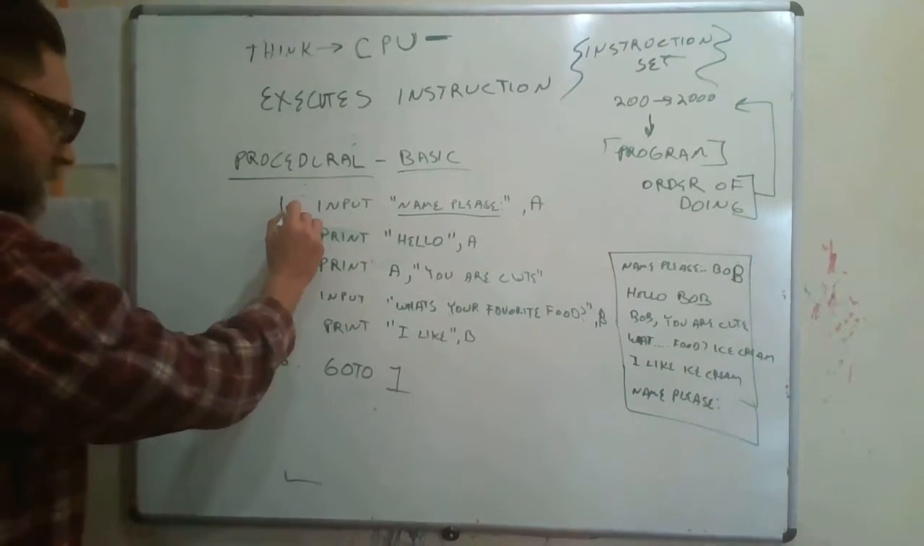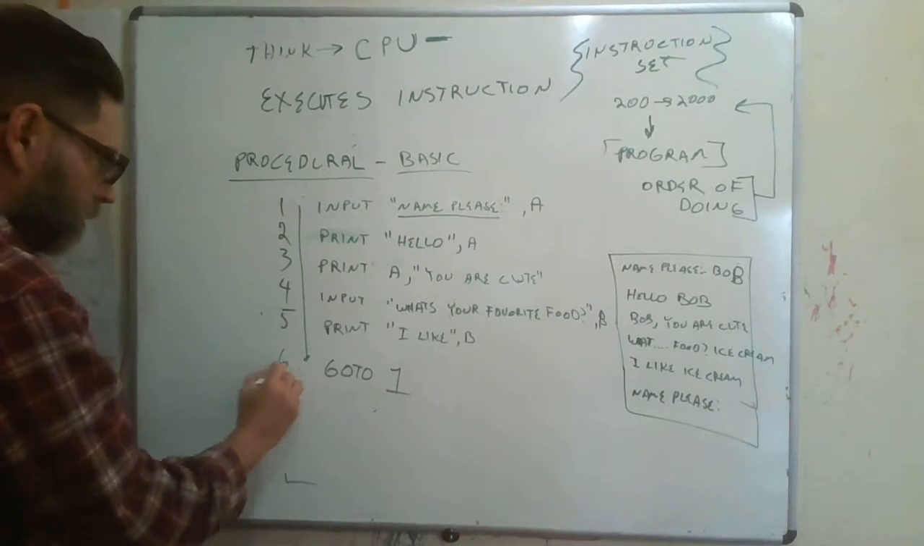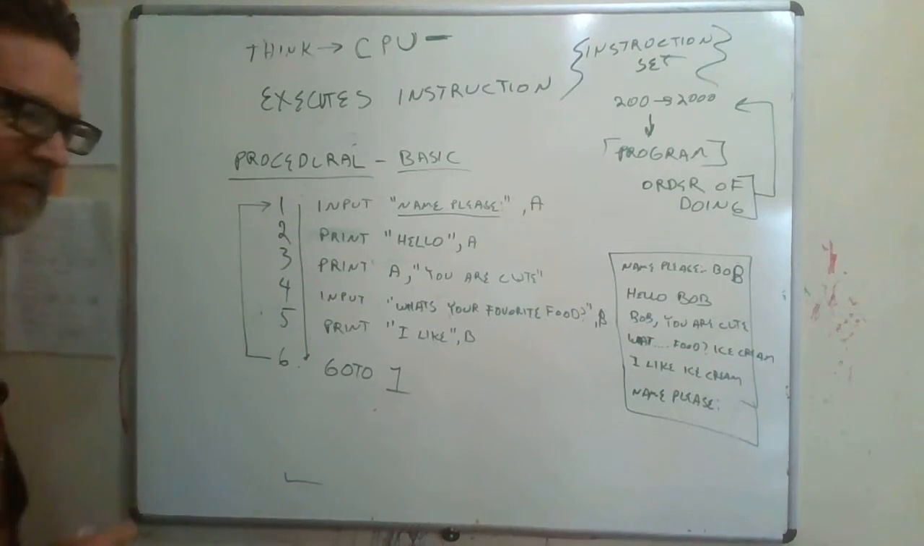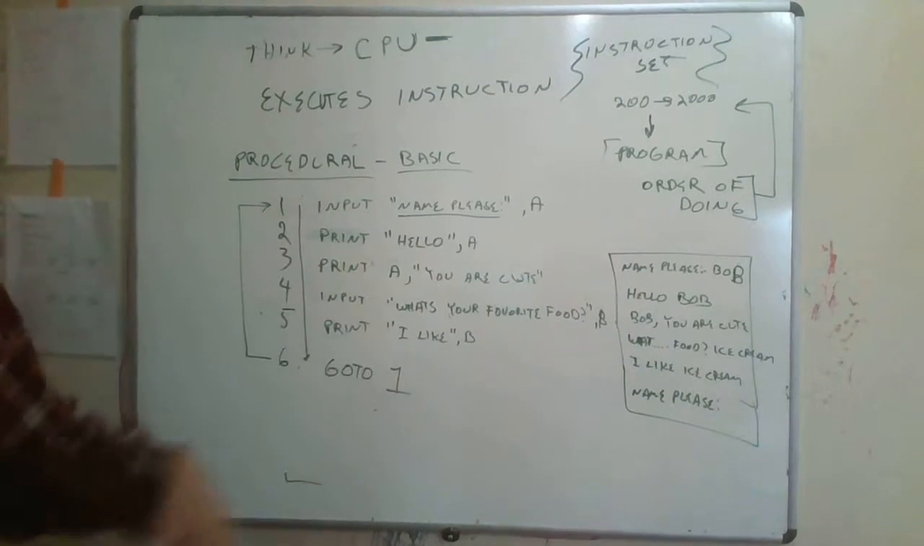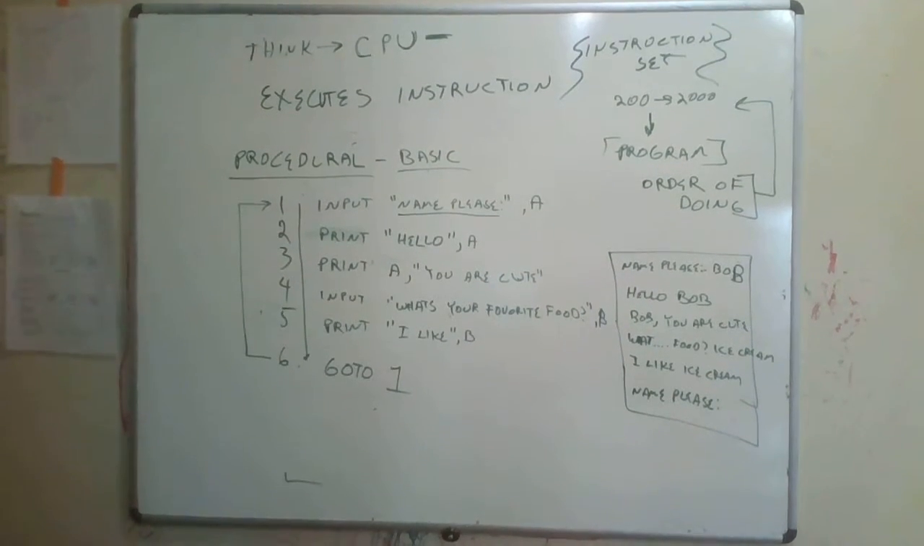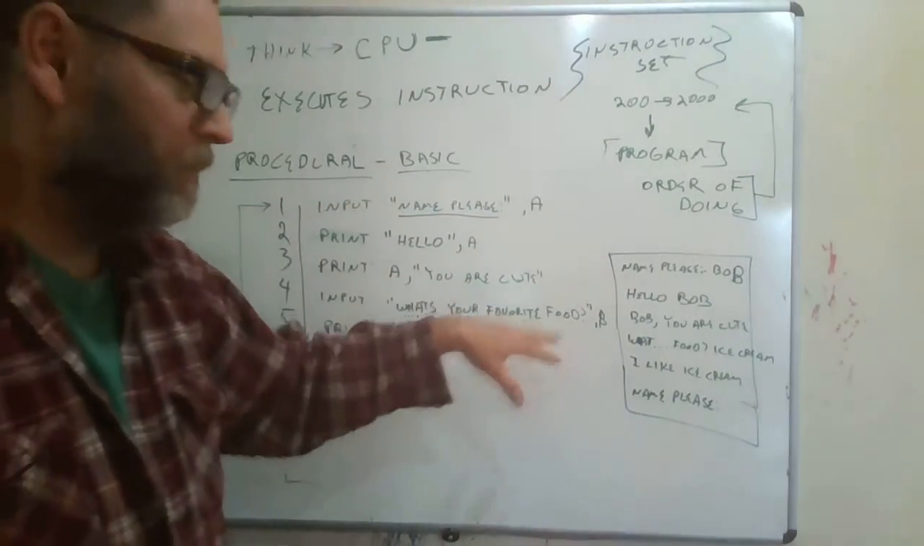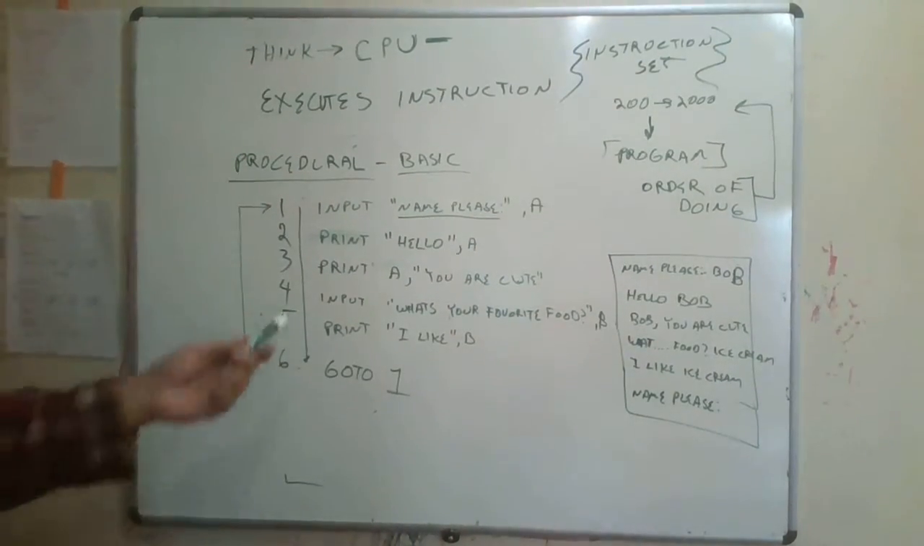Because every time it gets down to the bottom, it goes, oh, let's go back up here. And it runs forever. So it'll just keep asking. Name, please. Joe. Hello, Joe. Joe, you're cute. What's your favorite food? Tamales. I like tamales. Name, please. That's how programs work. We tell it what to do. Part of it can change with you, and part of it doesn't. You can make this thing say anything you want.